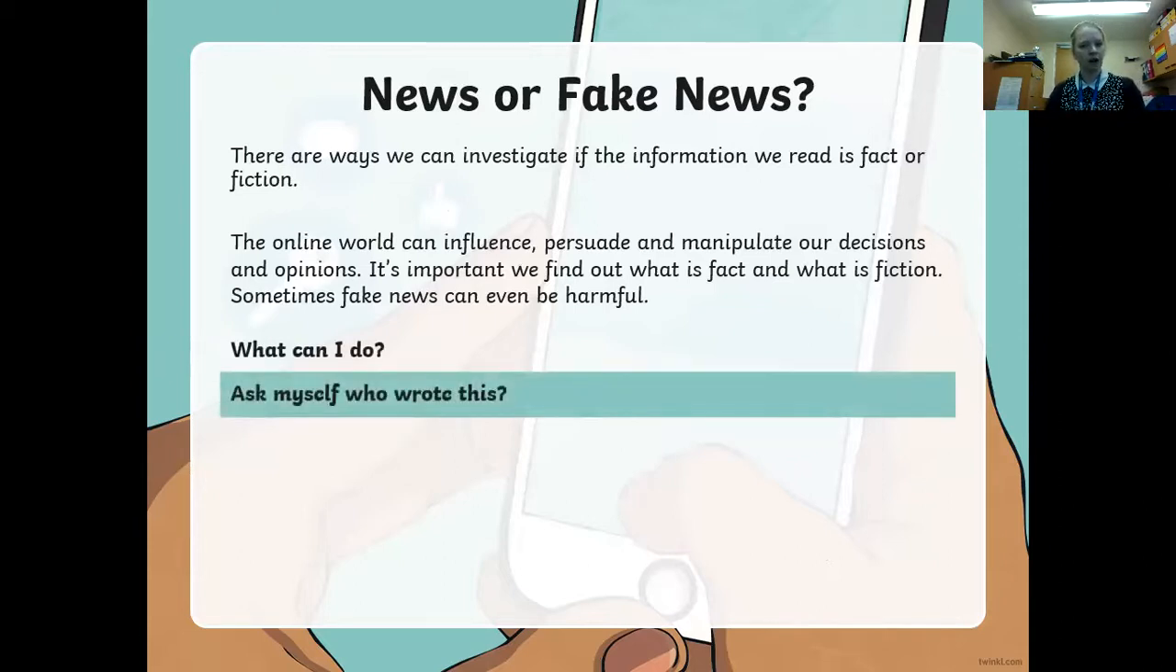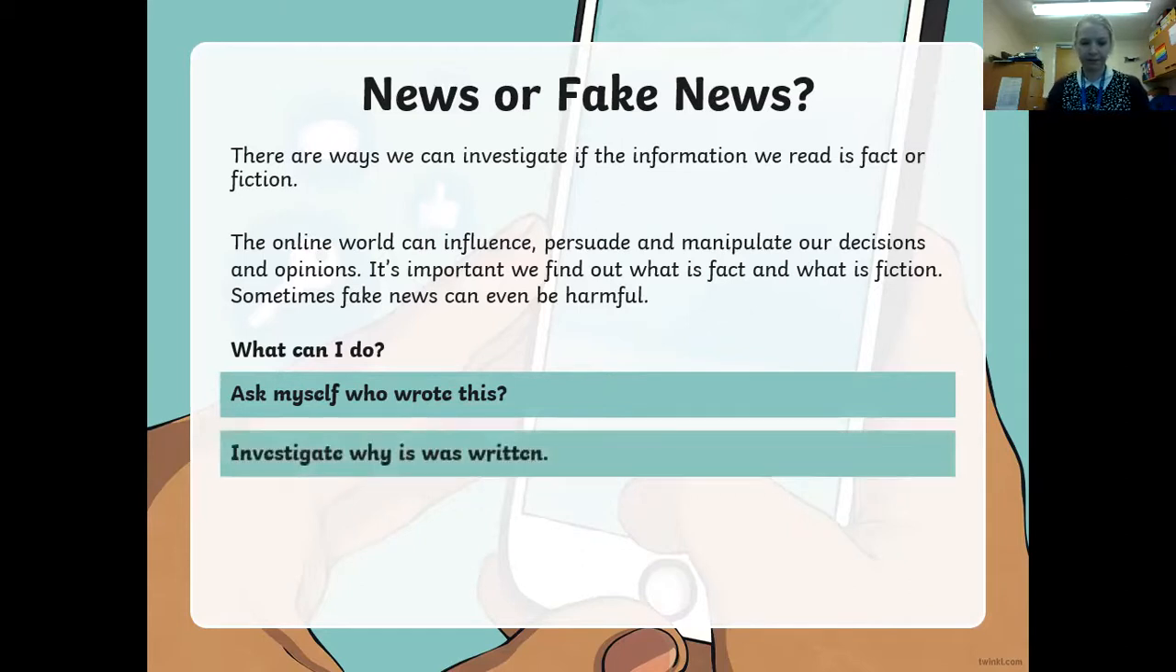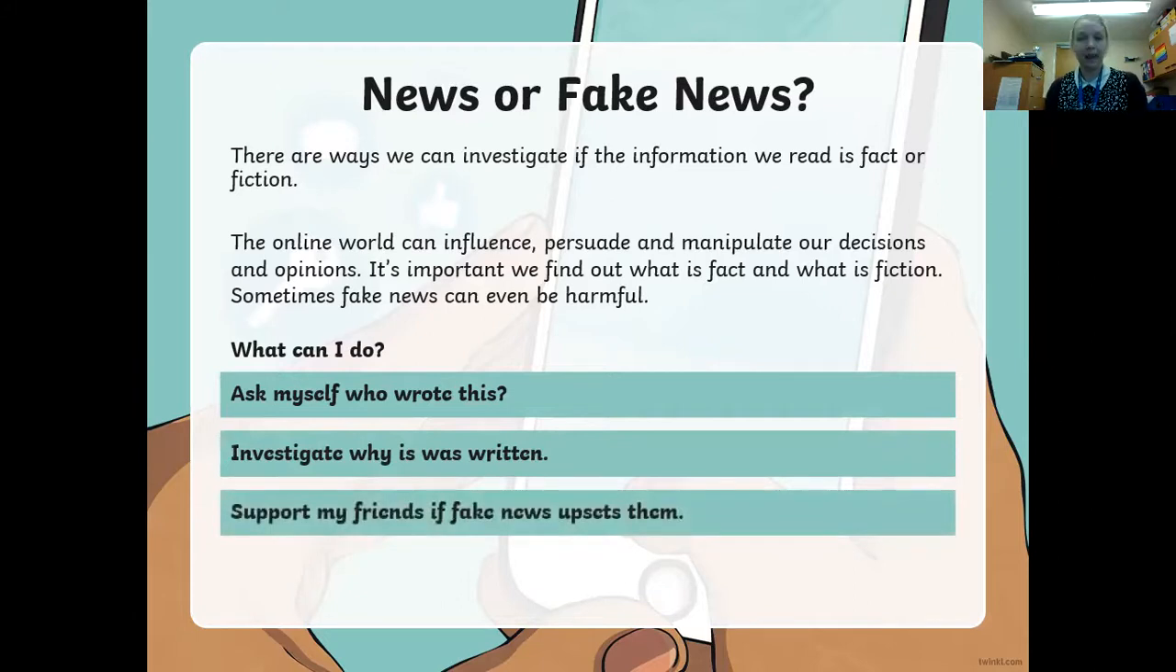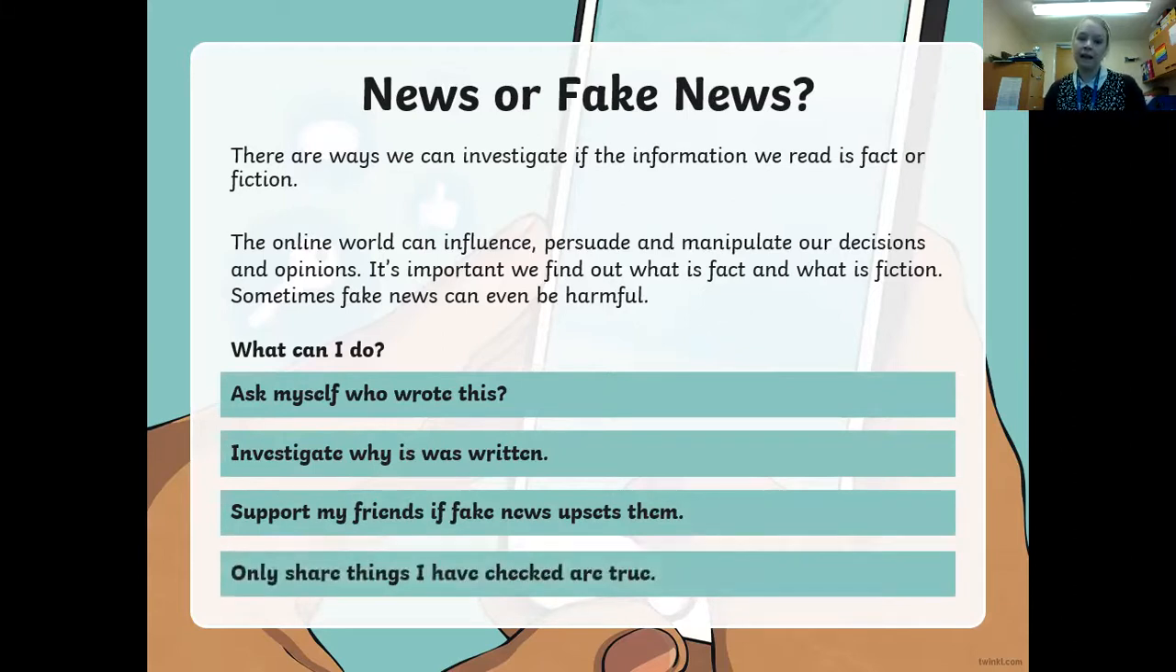So you can ask, who wrote this? Was it a journalist? Was it someone who's just written it because they felt like it? Why did they write it? Did they write it because they want to share information, or did they want to write it because they wanted to hurt someone or upset someone and it's not true? You can investigate why. If fake news upsets someone else, then you can support your friends. And your responsibility and your grown-up's responsibility is to only share things that you have checked are true. So talk about things with your grown-ups that you see and hear from the internet.